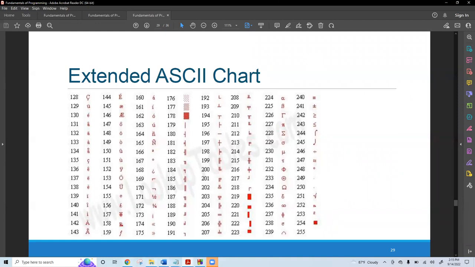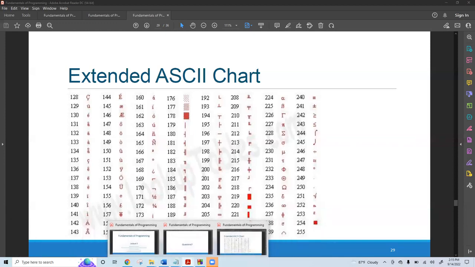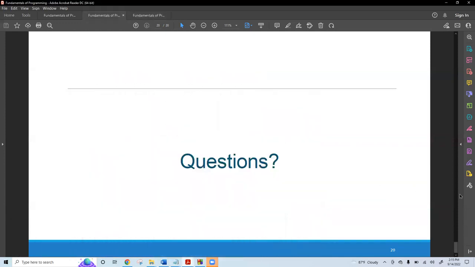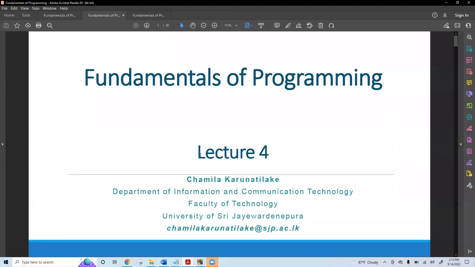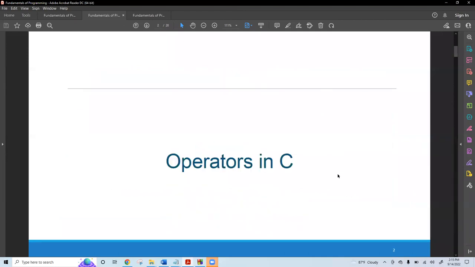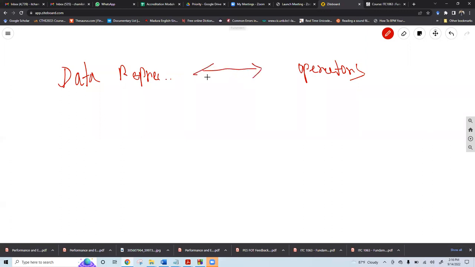Today, I have been planning to go to the next part, which is the lecture 4 set of slides, the operators. Right. So let's move into that one. So basically, data representation and operators. These concepts go together, right?